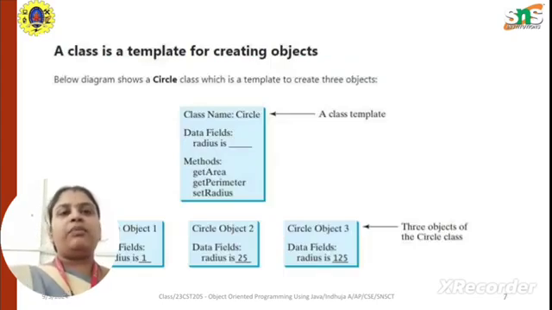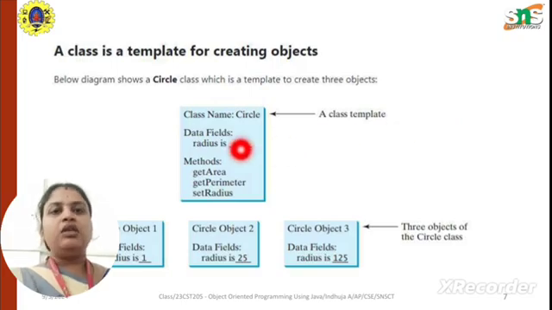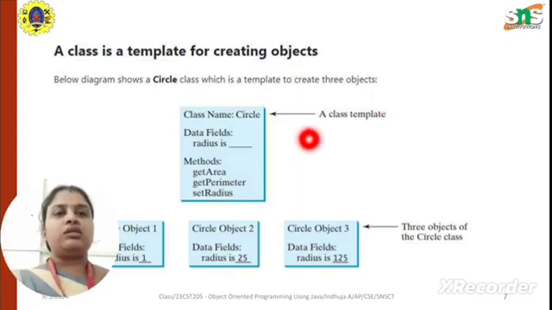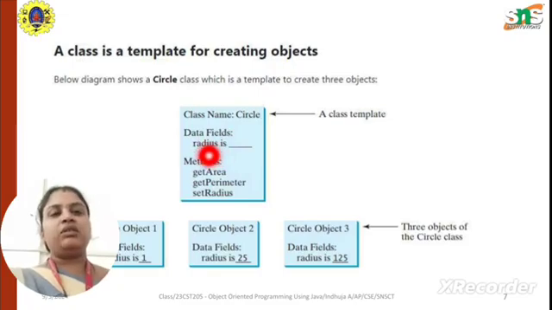So a class is a template for creating objects. Let's see it with a diagrammatic example. The below diagram shows a circle class, which is a template to create 3 objects. Here we are going to see how we create more than one object for a class. Here we have to give a class name. Class name should always start with a capital letter. Then data fields. Data fields are nothing but the variables we use inside the class. Next, the methods. We have 3 methods inside the class circle, that is getArea, getPerimeter and setRadius. These are the methods of the class circle. So this is the class template.